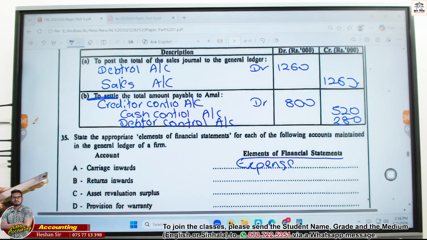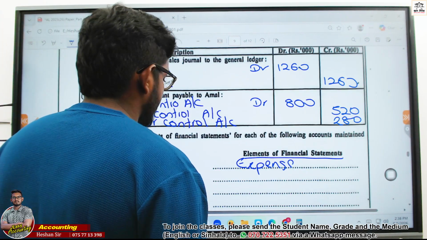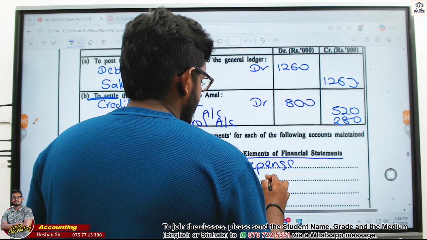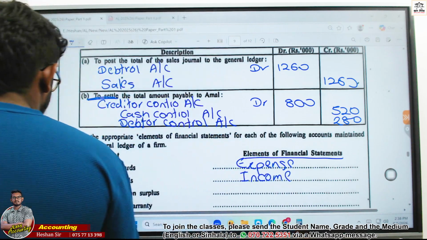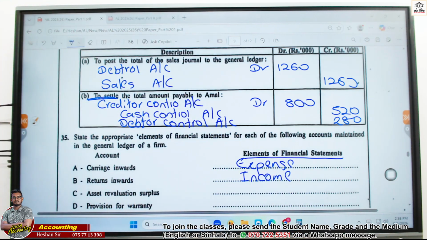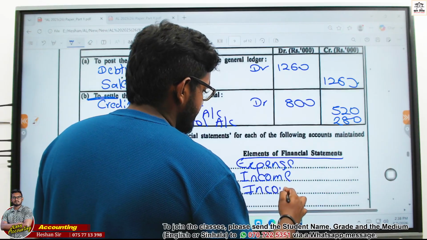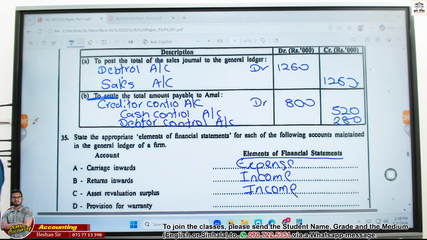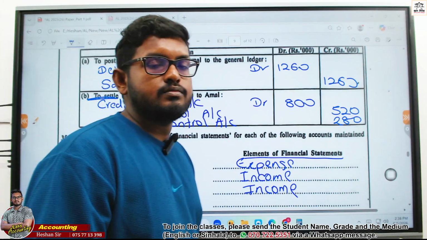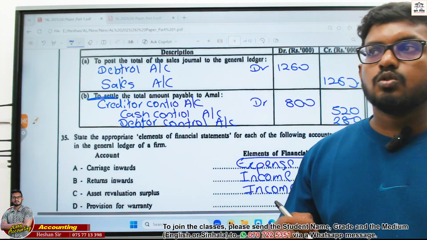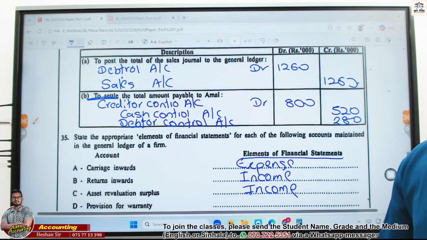So return inwards, sales is an income. Return inwards also, income decreases. Asset revaluation surplus, that is not income, that is not equity, that is income. Remember, that is other comprehensive income. That is also income. Right? It is also income. Send me a thumbs up. But it is other comprehensive income.